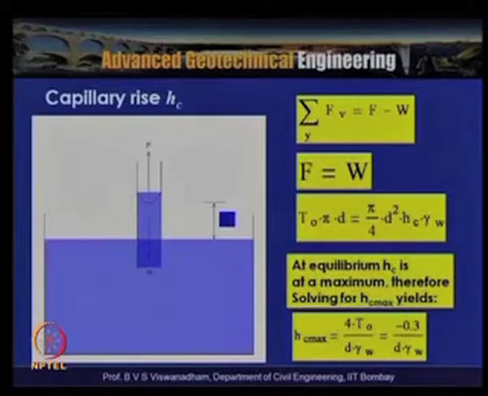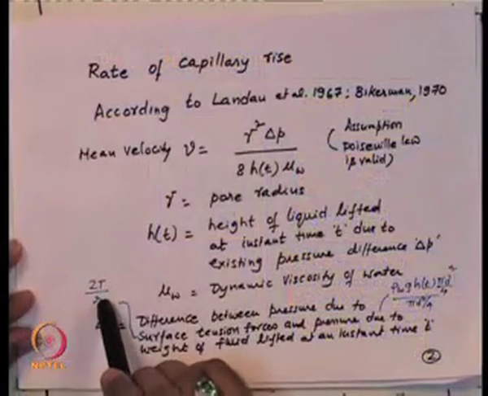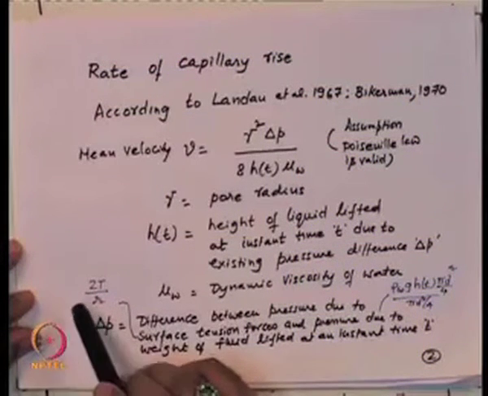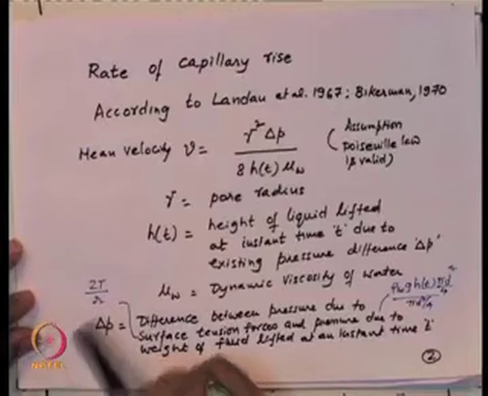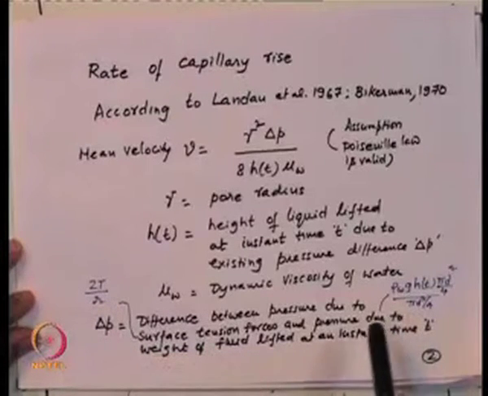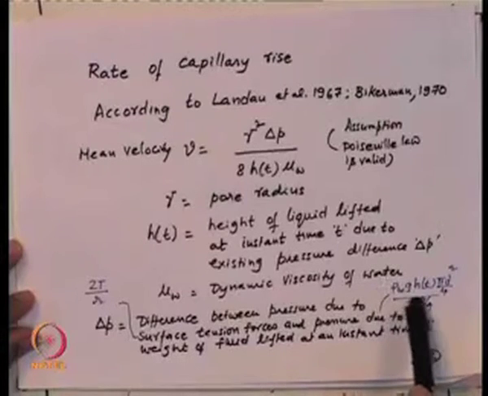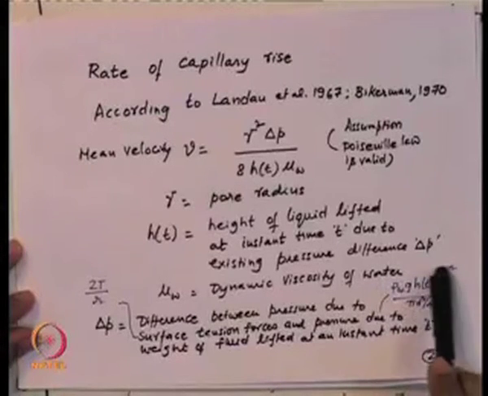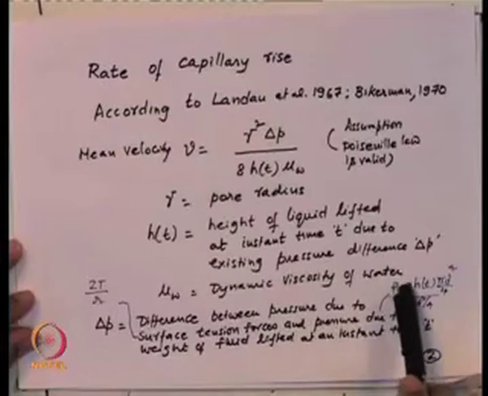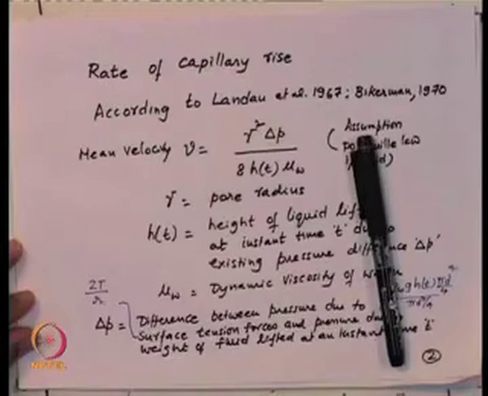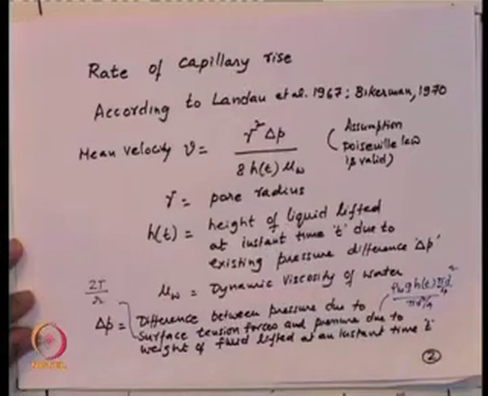So, delta P is nothing but the difference between the pressure due to surface tension forces, which we have derived, that is 2T by R or 4T by D for clean tubes, and the pressure due to the weight of water, which is rho W G into Ht. This is nothing but the weight of water in the column divided by the pore area.